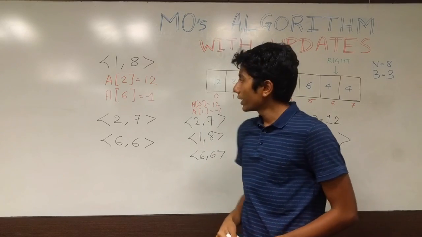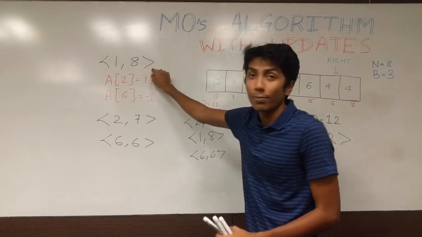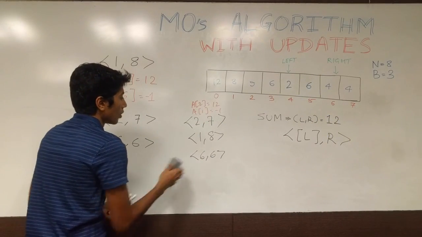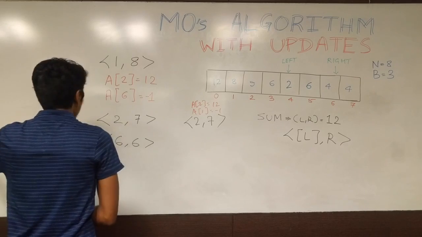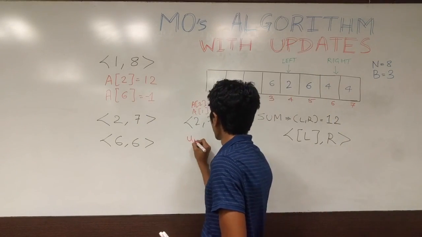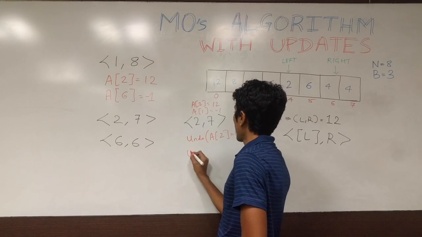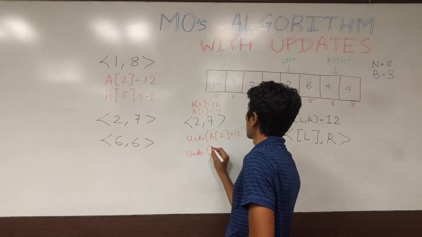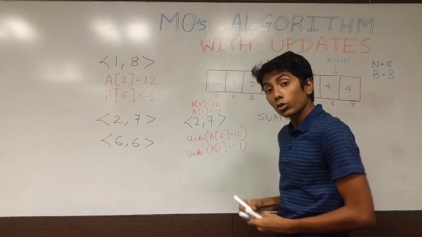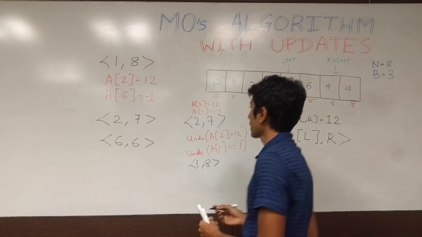Now at 1, 8, it's not trivial to just answer what 1, 8 is, because these two updates had never happened when you were asked to find out what 1, 8 is. So we take that into consideration and we say, alright, we are going to undo the updates. So undo A2 being set to 12 and undo A1 being set to -1. Now you can answer this query. So we have 1 to 8 being answered.